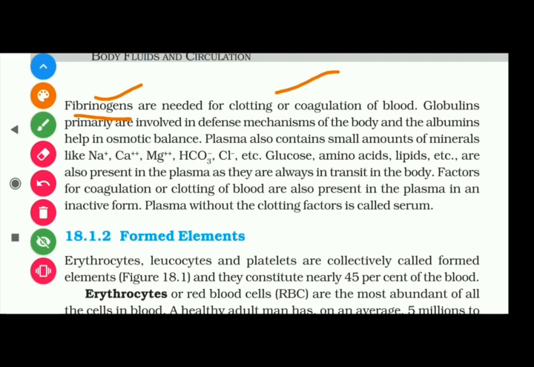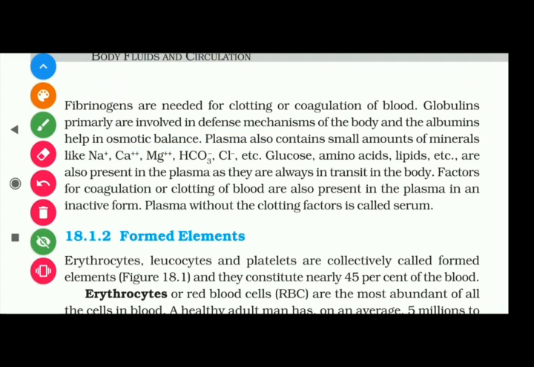And globulin is the next protein, primarily involved in the defense mechanism of the body. Body को defense mechanism में कौन work करेगा? Globulin. And the last one is the albumin. It helps in the osmotic balance. Means some osmotic balance is present inside the blood and this is done by the albumin. These three are the major proteins of the plasma.